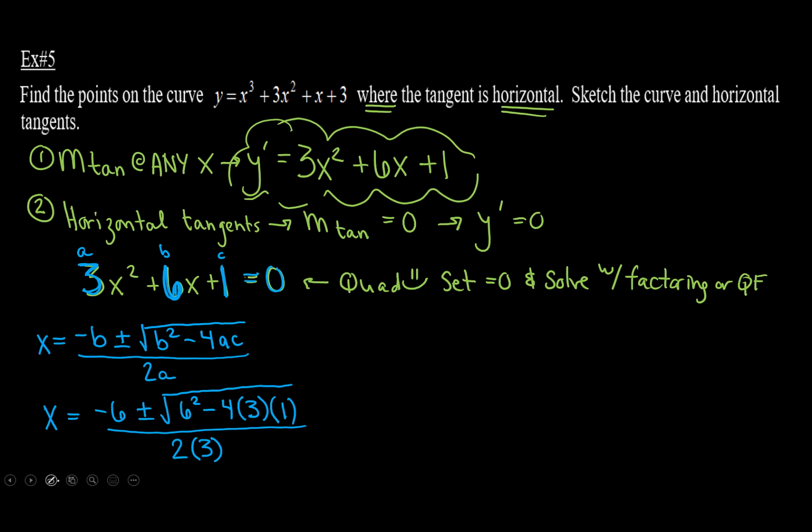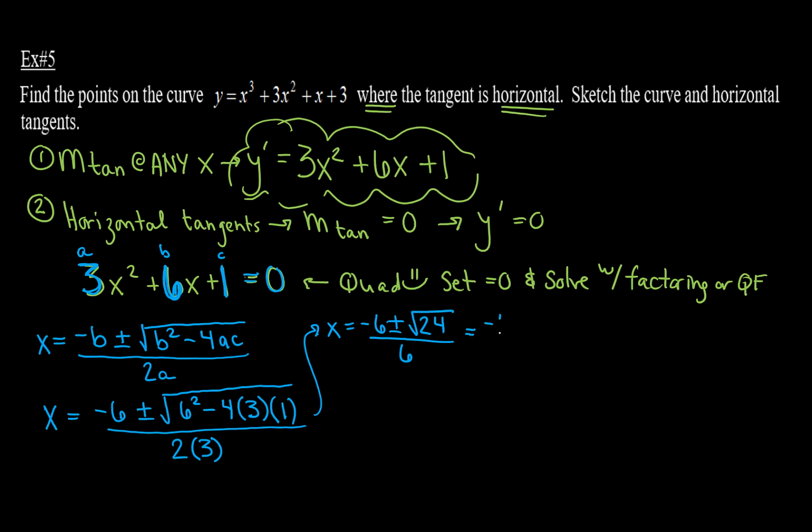Okay, so I'm going to end up with x equals negative 6 plus or minus the square root of 36 minus 4 times 3 times 1, which is going to give me the square root of 24. And that's all over 2 times 3, which is 6.